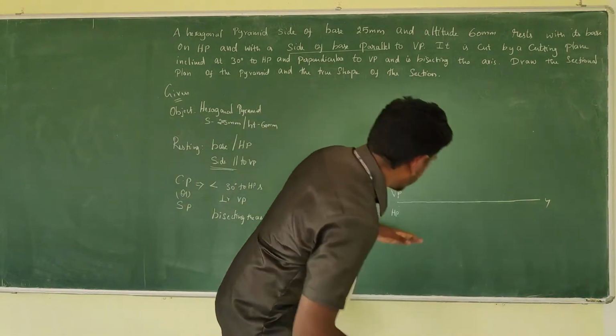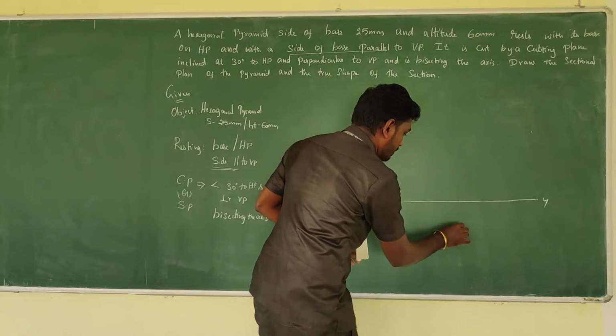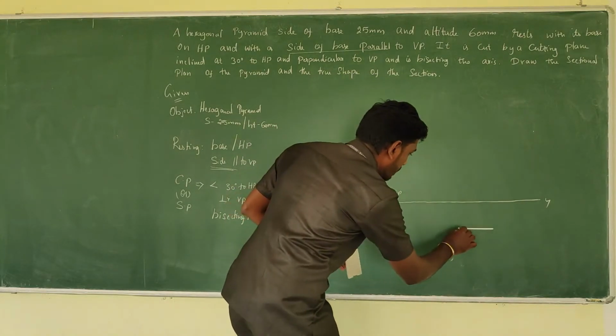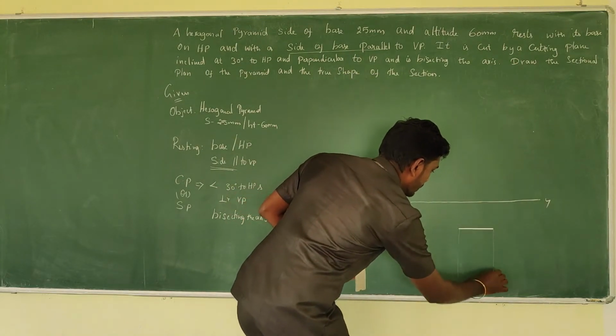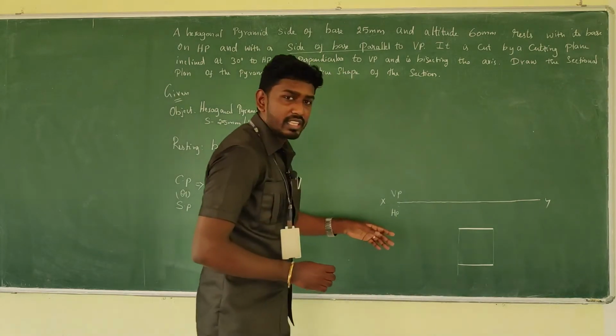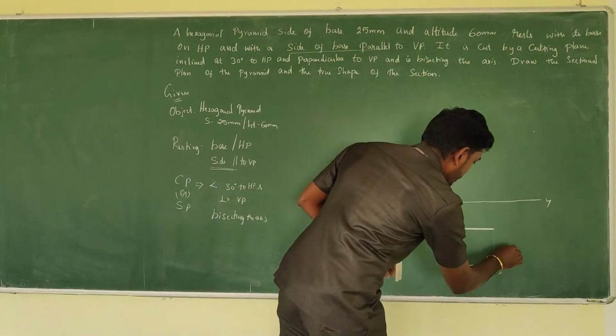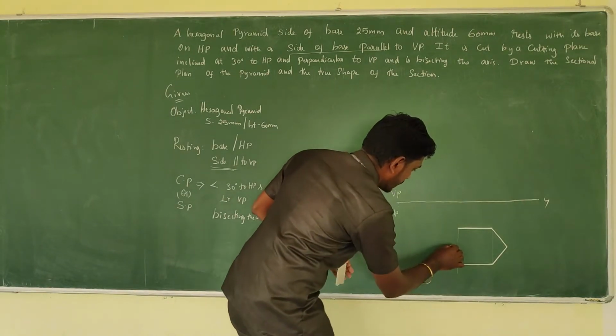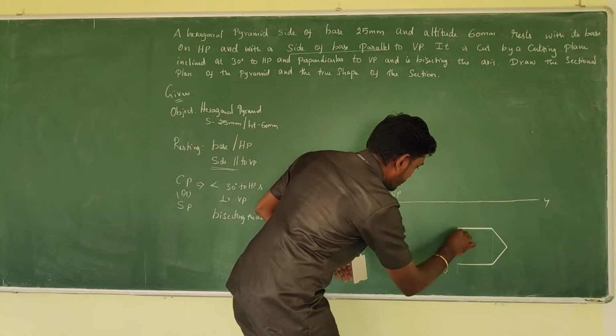So I am here drawing it, with one of the sides parallel. So the position must be something like this. I'm drawing it approximately, using this shortcut in order to make it neat. So here, this side will be something like this.